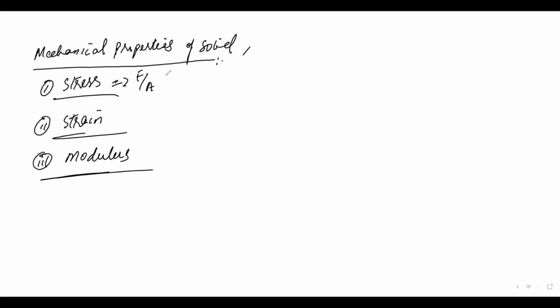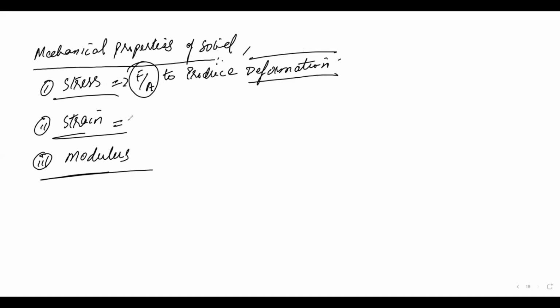Exactly. But remember that whenever you talk about stress, it is a force acting per unit area to produce certain deformation. Is that clear? Whenever you talk about pressure, you've got the same formula. But in pressure, we never aim to produce deformation. Got that? Now, secondly, whenever you talk about the strain, it is a measure of the change in the length or the volume or any sort of dimension.